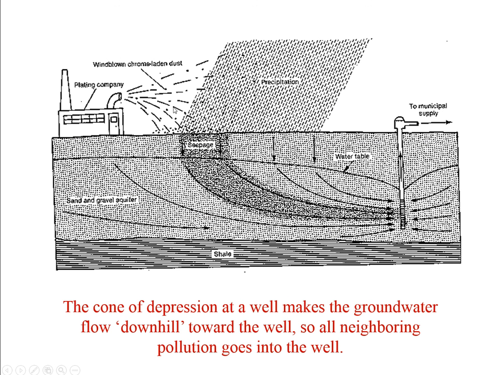Also, when you have acid rain produced from factories, the cone of depression actually draws all of your pollution towards the well.